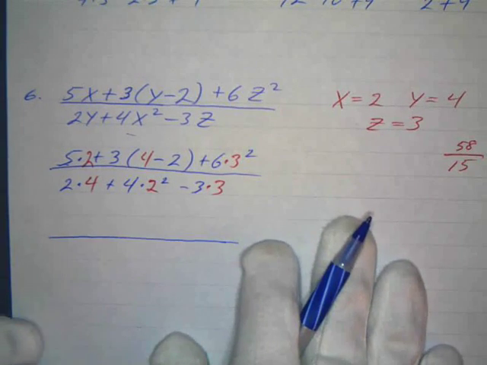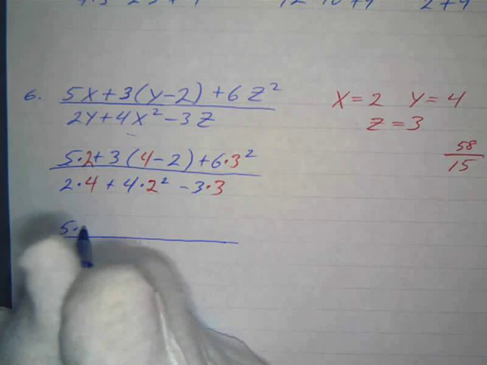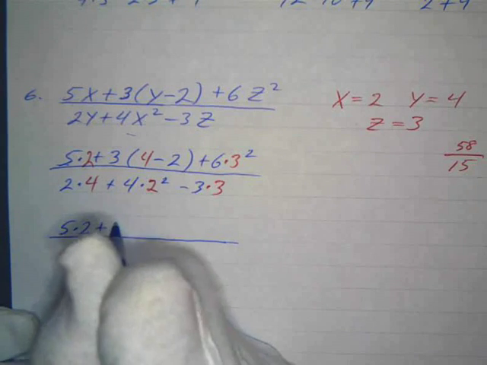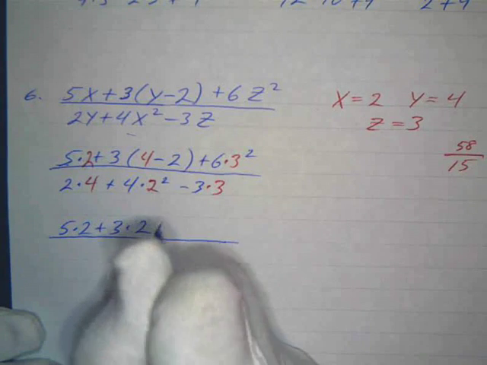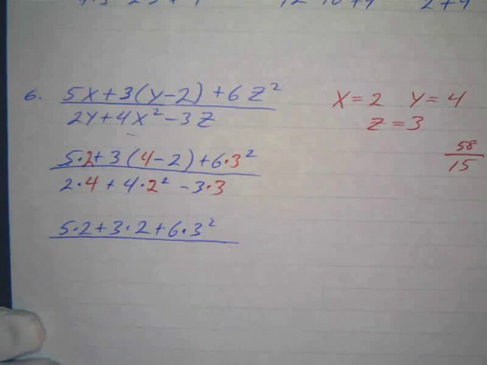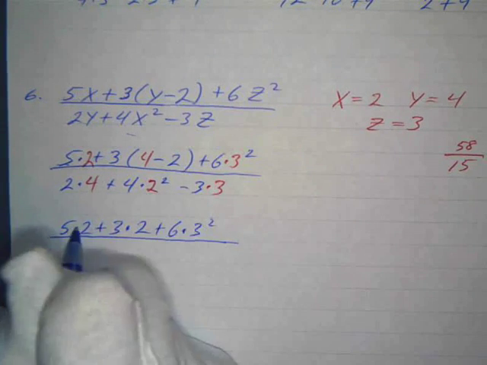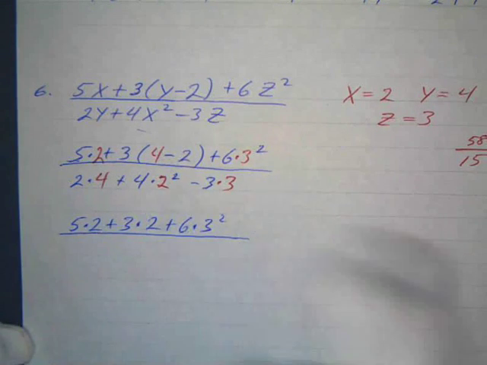So I'll apply PEMDAS, and the first thing I'm going to do is parentheses on the top, because I do have parentheses. So I got 5 times 2, so I'll save that multiplication for later. Plus 3 times, and what's 4 minus 2? 2. Plus 6 times 3 squared. Make sure you have that multiplication dot up high so you don't confuse it with the decimal point. And in the bottom, I don't have any parentheses, so I can right away start my power.